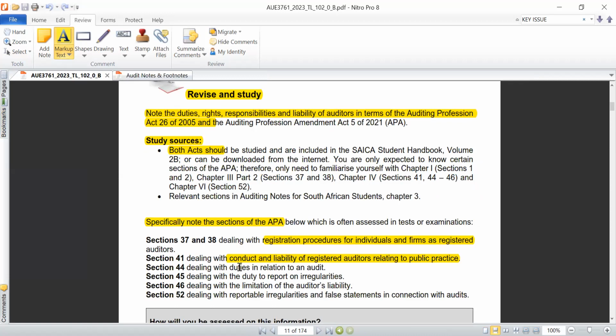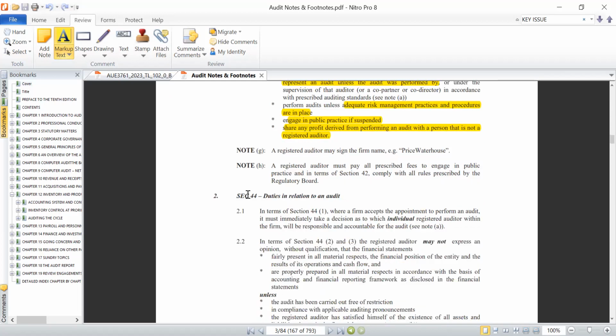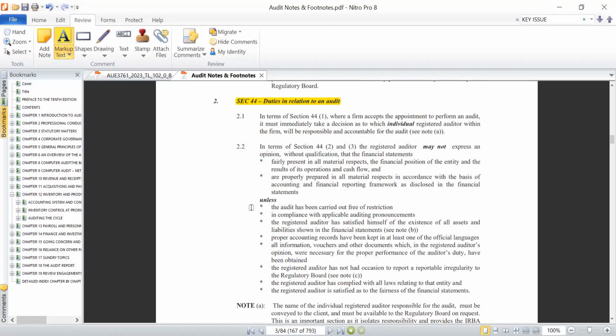Section 44 now deals with duties in relation to an audit. What is it that we are expected to do when we are conducting an audit? So if you go again to the audit notes, it gives you the duties in relation to an audit. Very important. These things, you need to know them. What is it that we are allowed to do during the course of an audit as auditors, right?